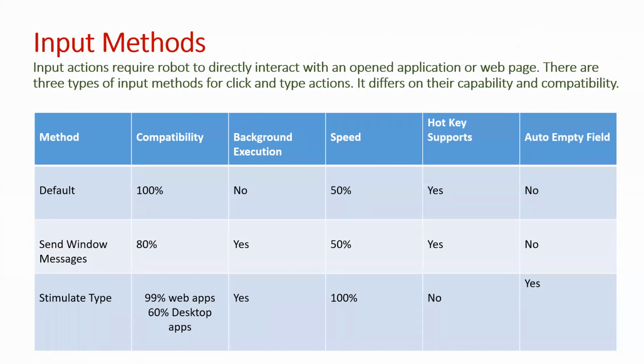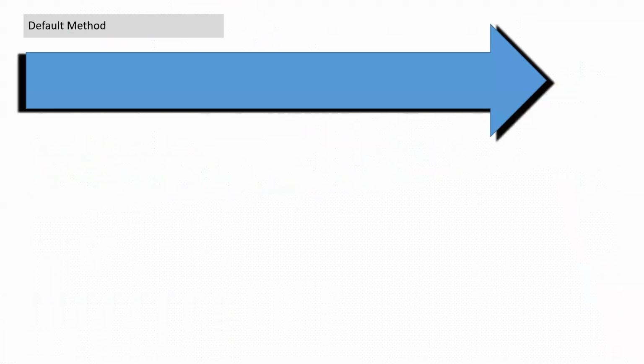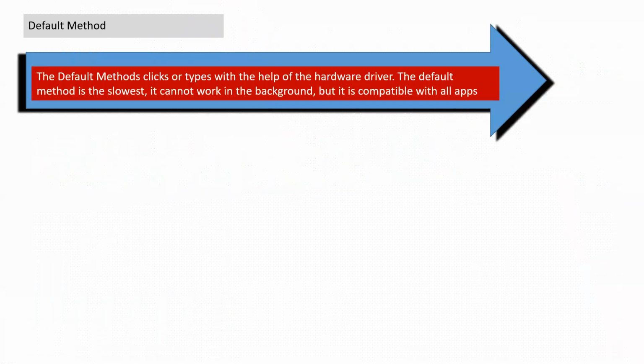Before I explain this, first I am going to explain what the default method is. The default method clicks or types with the help of the hardware driver. The default method is the slowest method compared to the two other methods. It cannot work in background execution, but it is compatible with all the apps.